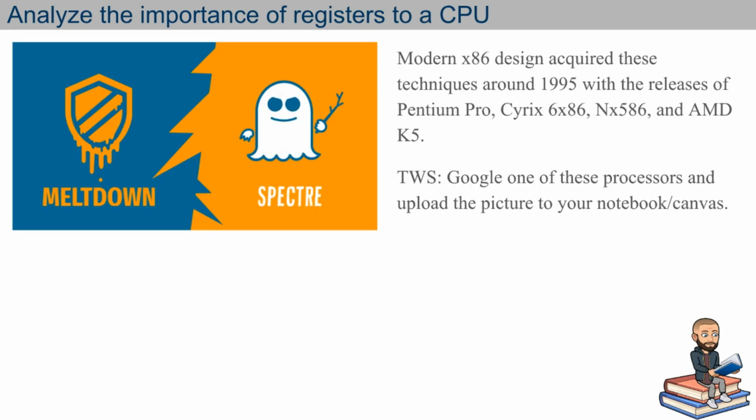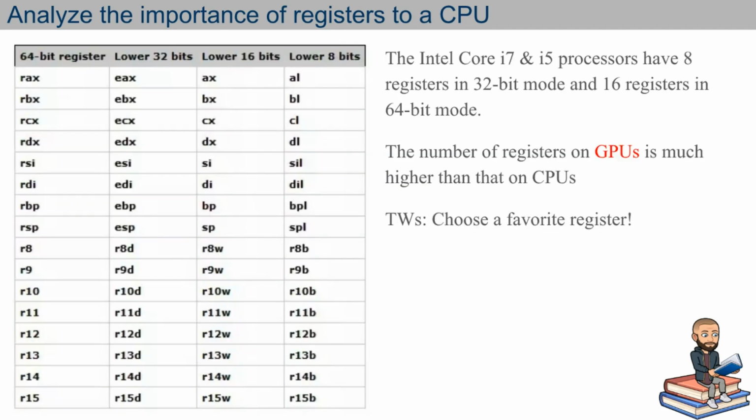Now, modern x86 design acquired these techniques around 1995, so this has been around for a while, and this occurred with the releases of the Pentium Pro, the Cyrix 686, the NX 586, and the AMD K5. This is a long list of processor names. And though that may be a little overwhelming, all of them will have some sort of registers working for them, so at least that basic building block is the same. And if you think it's hard to remember the names of all the different processors out there, imagine trying to learn the names of all the registers in one of those processors. But more on that later.